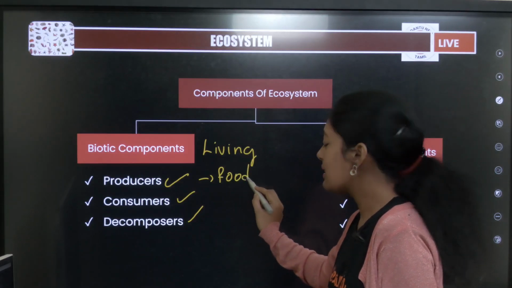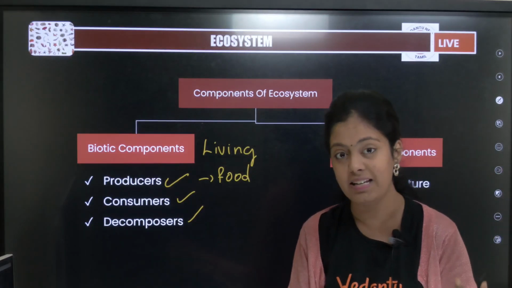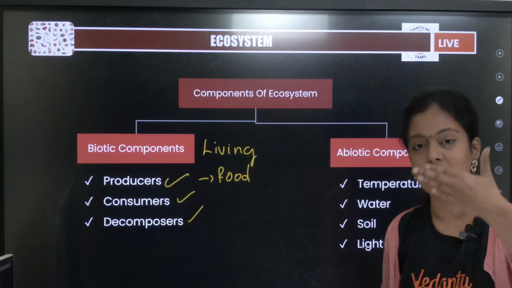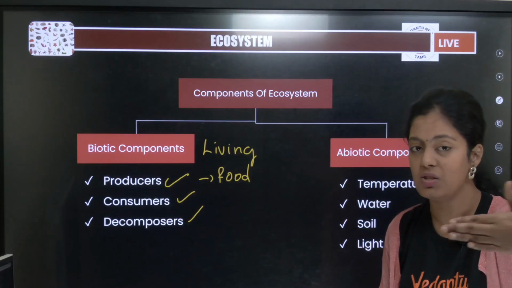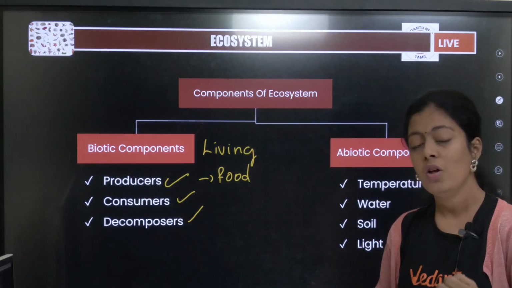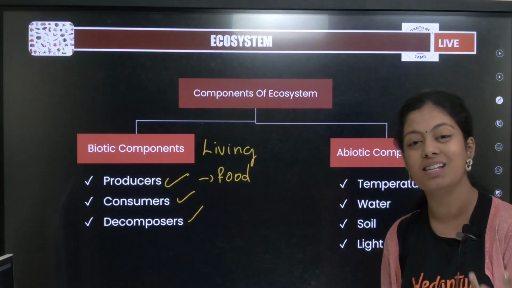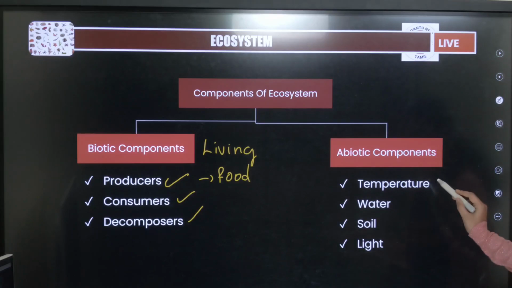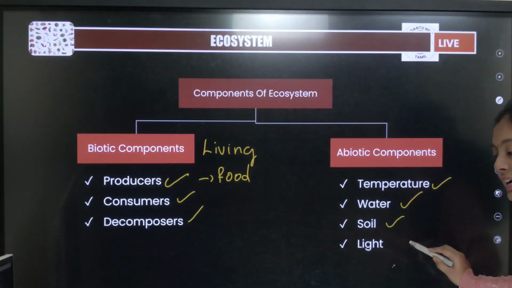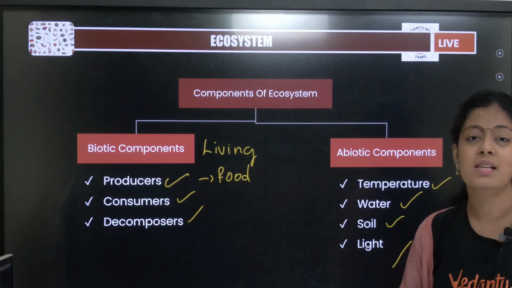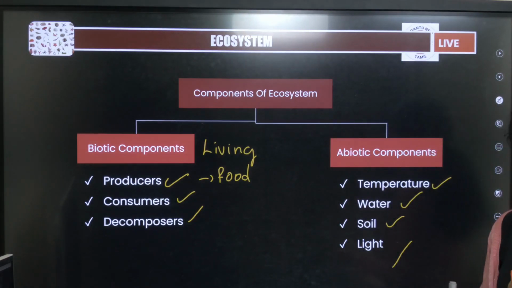As you already know, producers are the ones which are going to produce the food, correct? Like your plants, photosynthetic bacteria and algae, they all come under producers. Consumers: you have primary consumer, secondary consumer, tertiary consumer, and so on. Decomposers: you have fungi, you have earthworms, they are all your decomposers and scavengers. Coming to abiotic components: temperature, water, soil and light. These are the four very important abiotic components present in our ecosystem.